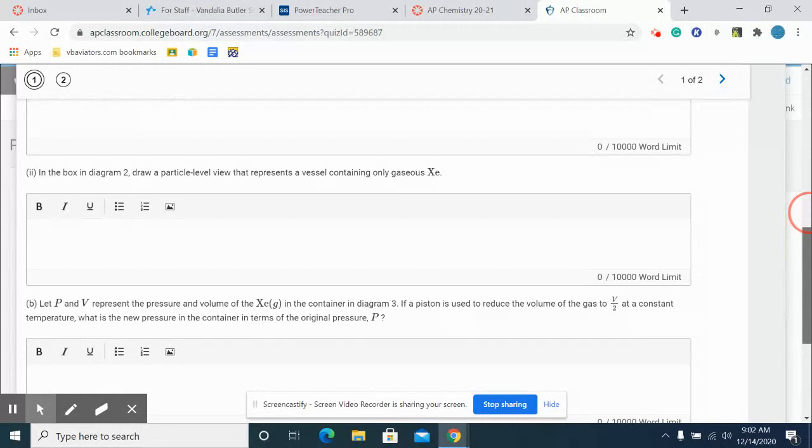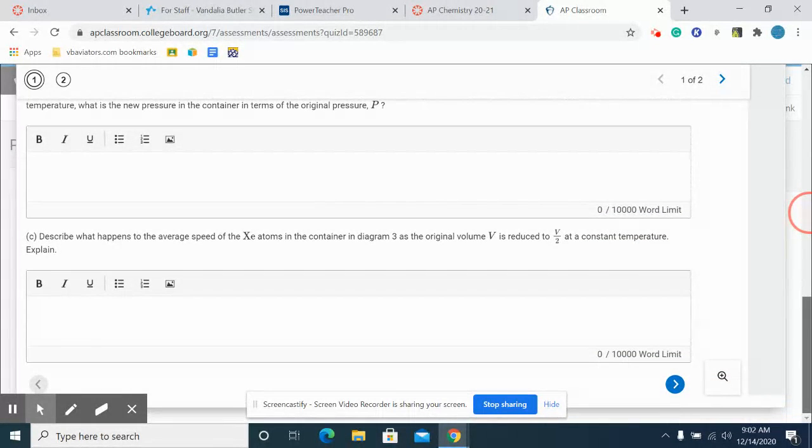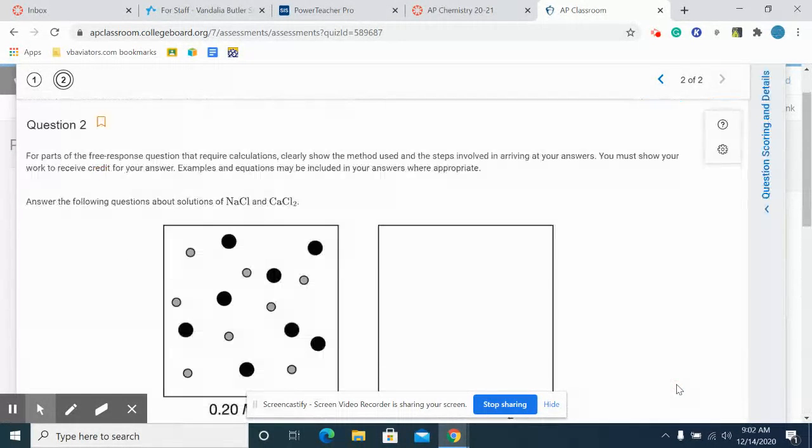Also, as we work our way to the bottom, you'll continue doing this. Sometimes you can just type in the answer. Once again, sometimes you have to take a picture and upload it. We've been through this before. It's not our first rodeo.